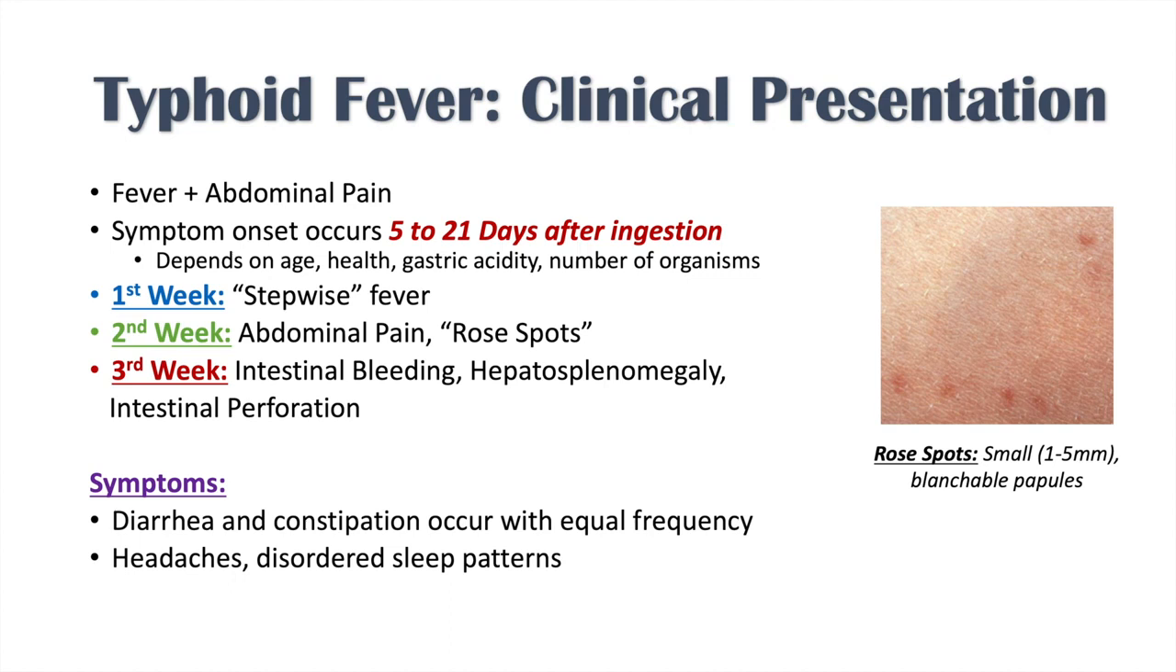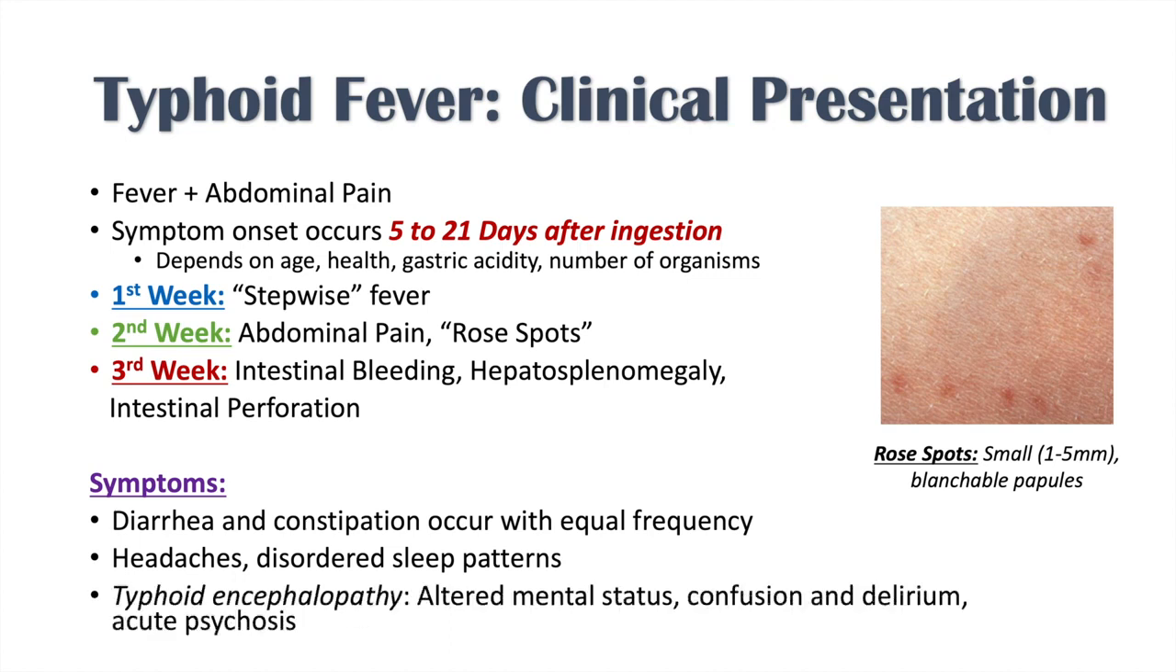You could also see headaches, disordered sleep patterns, and you can also get what we call typhoid encephalopathy. Typhoid encephalopathy causes an altered mental status, confusion, delirium, and even acute psychosis.